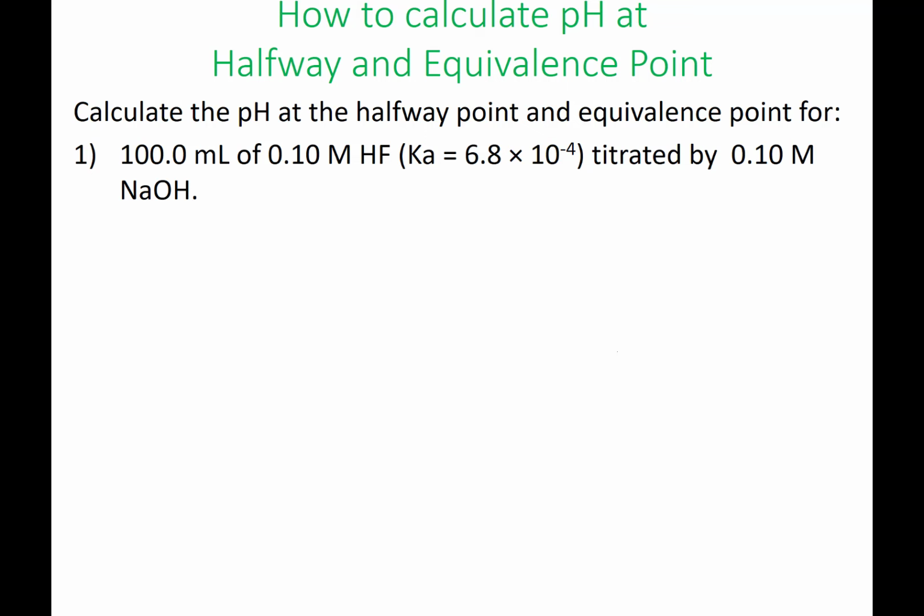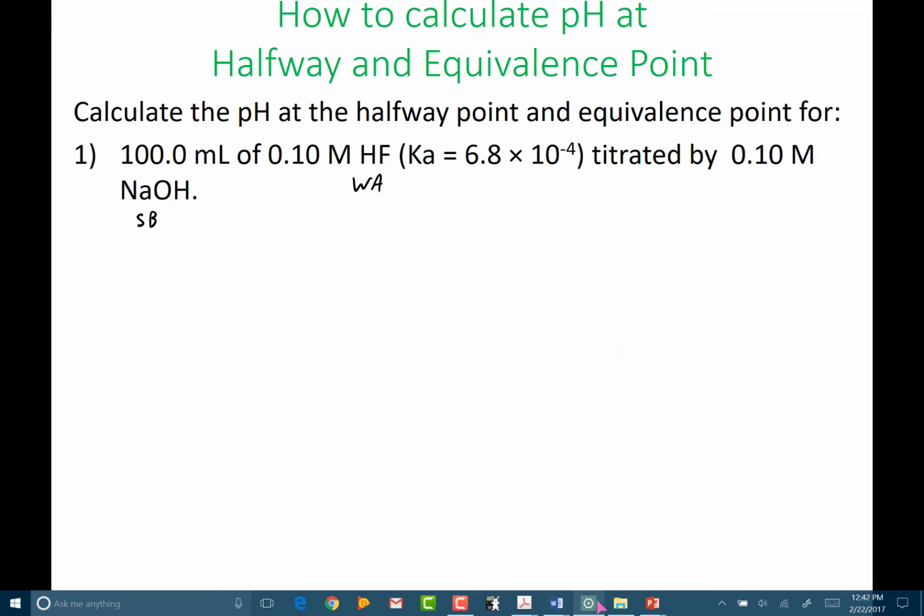This problem says calculate the pH at the halfway point and equivalence point for 100 milliliters of 0.1 molar HF, hydrofluoric acid, titrated by 0.10 molar sodium hydroxide. So it says calculate the pH at the halfway point and the equivalence point. We see here that we have a weak acid and a strong base titration.